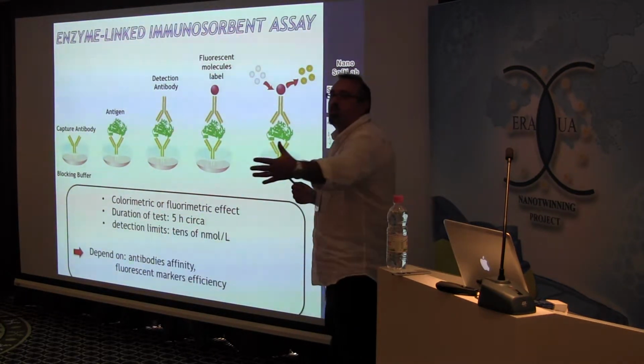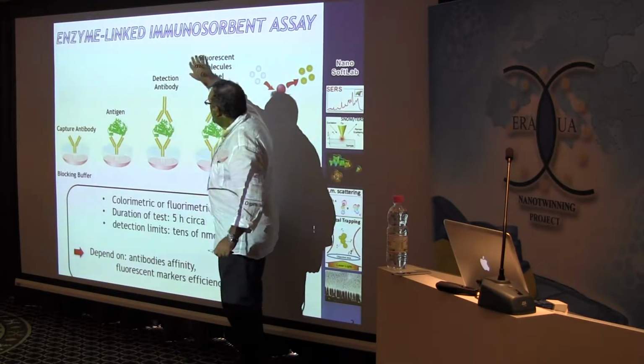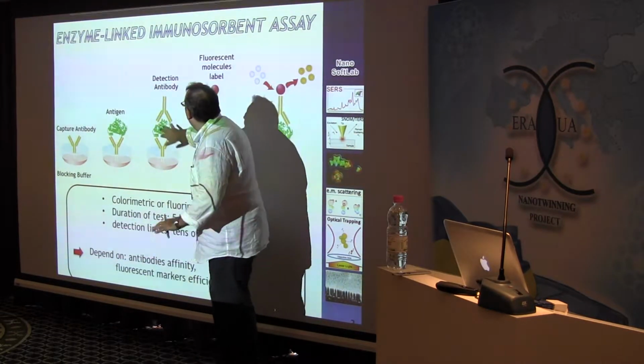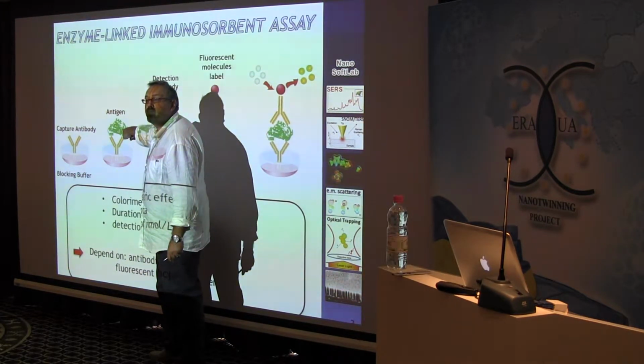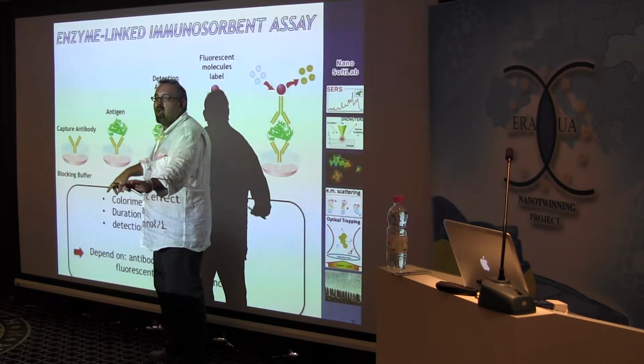Of course, what you would like to do is to stop here and say, I don't want to use secondary antibodies and so on and so forth. I would like to detect this protein in a label-free fashion. How? Using Raman.